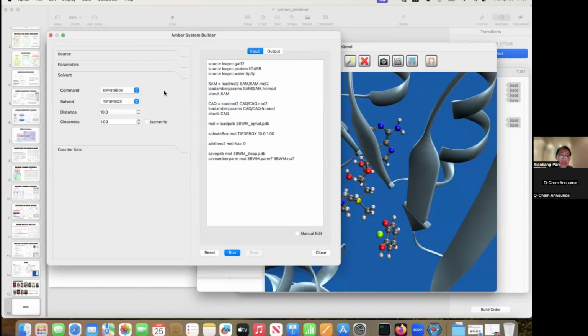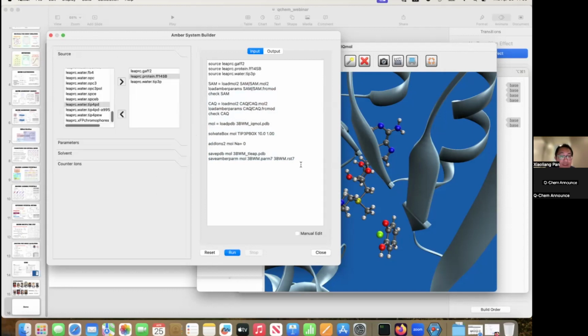Next is the solvent box. So we just choose the rectangular box with TIP3P and the buffer distance. This looks good. Then the counter ions. In this case, I will just use sodium plus, 0. 0 means tLEaP will put just the right amount of ions to neutralize the system. So this can be a good default choice. And on the right side, you see it's all reflecting whatever we have chosen on the left side.